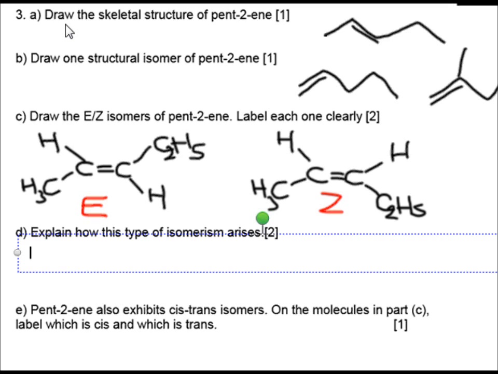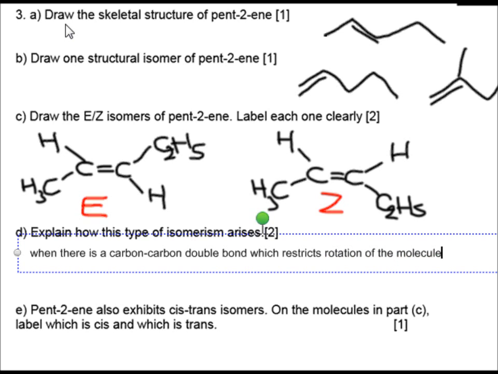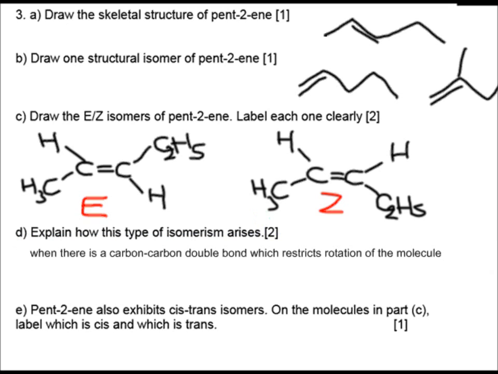So this type of isomerism arises when there is a carbon-carbon double bond which restricts rotation of the molecule. So just by saying that would be your first mark.